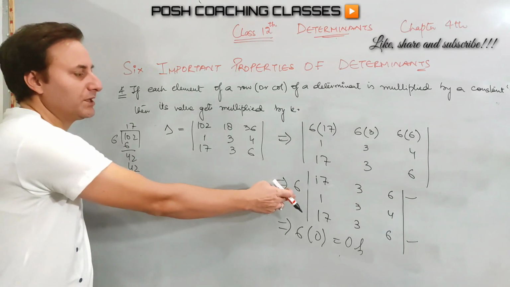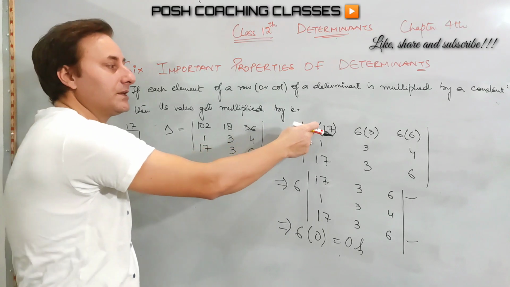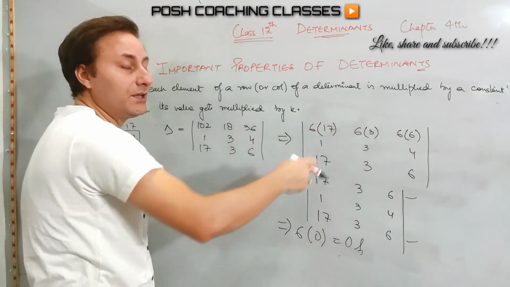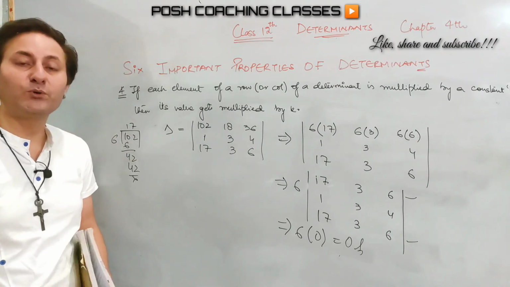But just to make sure about the constant thing, this constant can be taken out from a row or even from a column. So this is your property number 4. Now we'll move to property number 5.